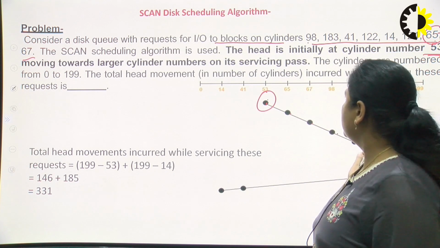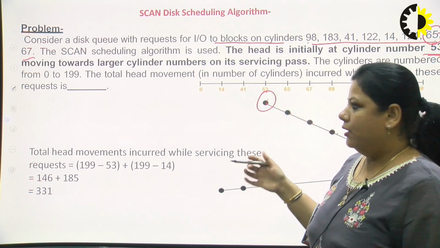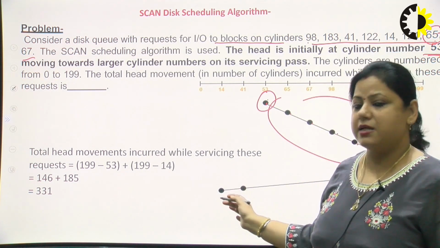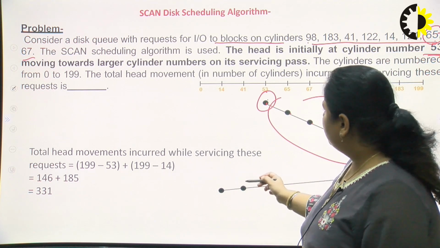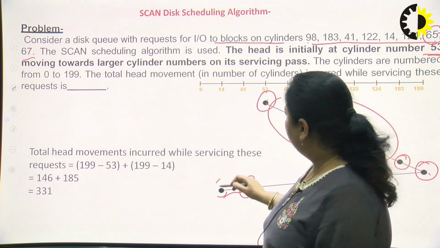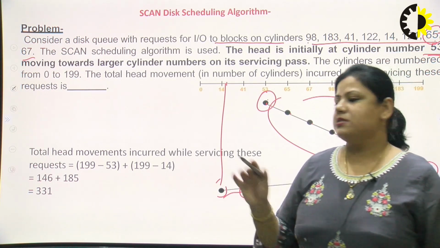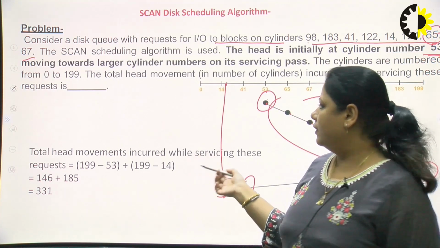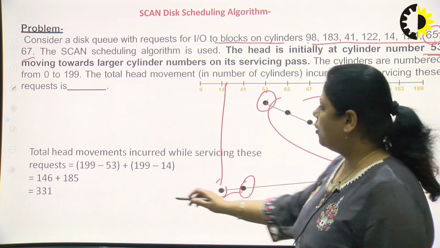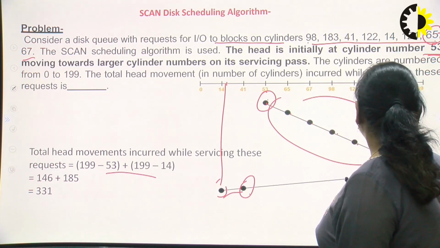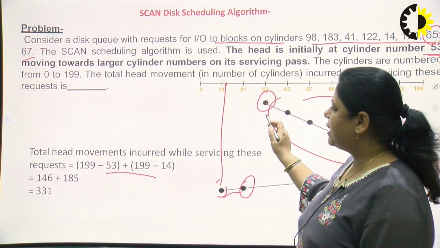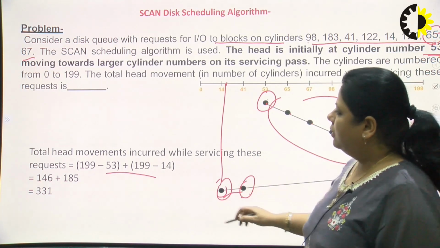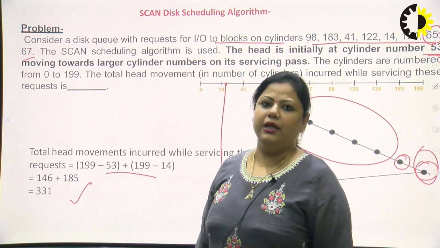So, it goes from the starting end and in this algorithm, it takes all the points. When it reverses its direction, it goes from 41 again and 41 to 14. This is 14. So, this is the basic concept of the SCAN disk scheduling algorithm, and this is how it works. This is 199, the last point: 199 minus 53 and 199 minus 14, another end. So, what will be the answer? 331.